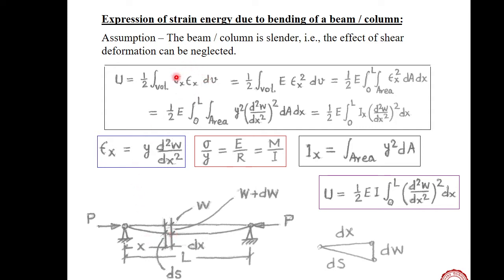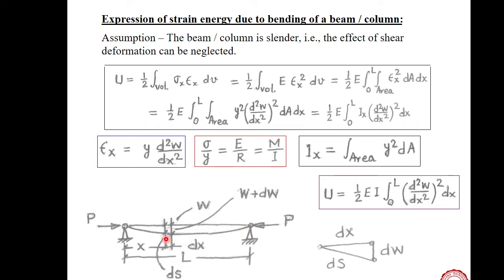So we have only considered sigma x and epsilon x, because in other directions those are 0, so it is not considered here. Okay, and then what is this sigma? This is E into epsilon, that is also known to you. So this is E by 2 epsilon x squared over, this is a volume integral, right? Yes. And what is the volume for a column? It's area into length. Okay.